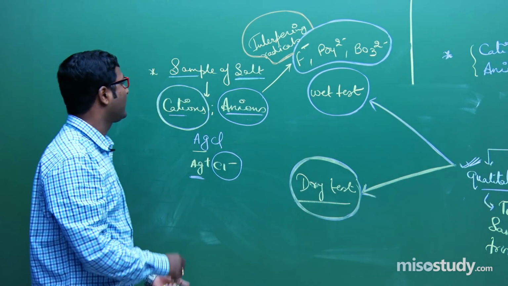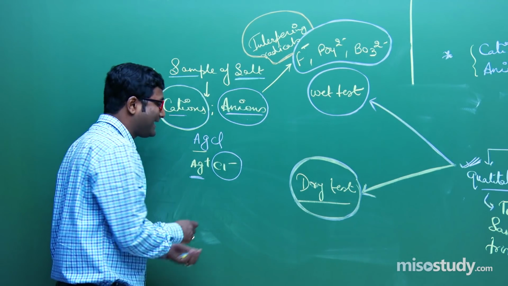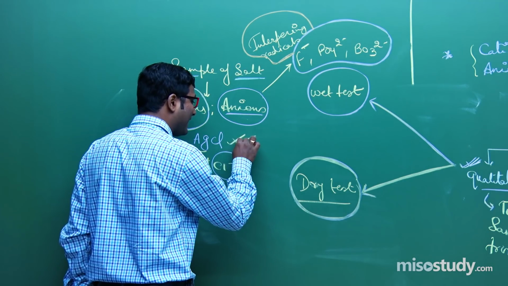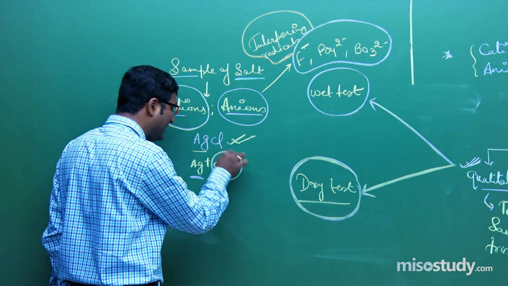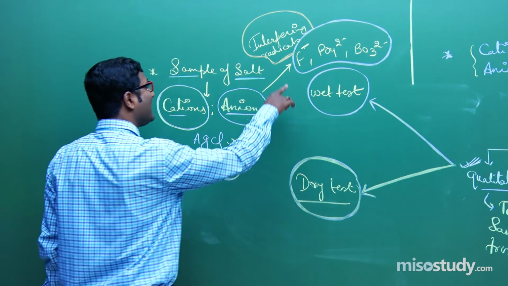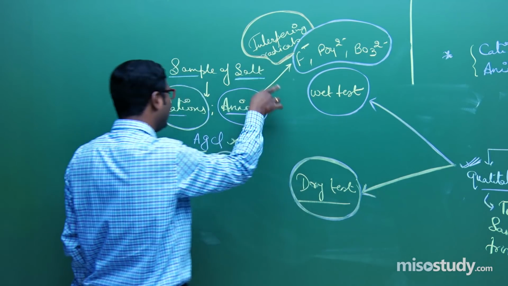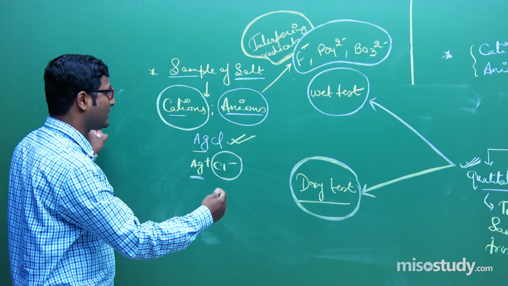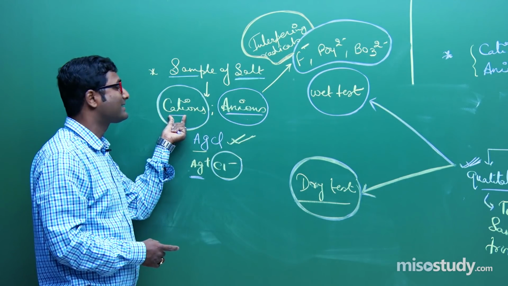So, again I am repeating, if I have a sample of salt, we have to detect the cation as well as the anion. We will start from the anionic side. We have to detect the anion first, then the cation. What is the reason behind it? Because there are some interfering radicals, some interfering anions, which interfere in the detection of cations. Clear? Now I am restricting our analysis to anions, then we will move towards cations.